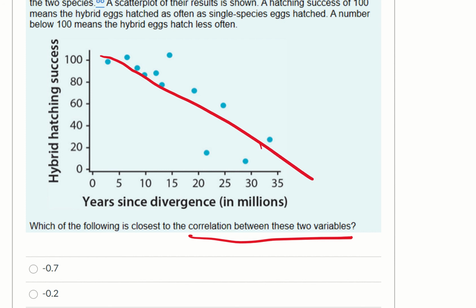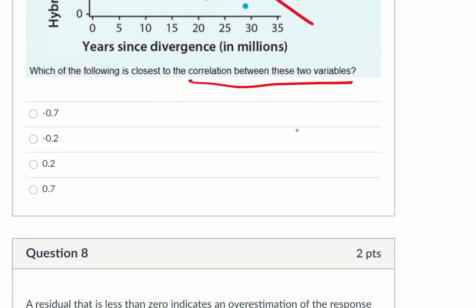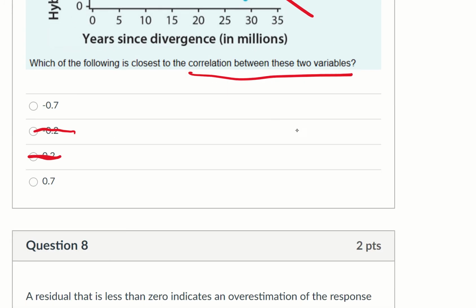And so those points right there are kind of messing up the strength of this. So this would normally be pretty strong. But with these points here, it's still strong, but not as strong. And so it's definitely not weak though, right? It's still pretty strong. So it's definitely not weak, 0.2. And then remember, this is a negative relationship because it's going down. And so therefore, we're going to choose this one. This still indicates that it's strong. It's just not as strong.